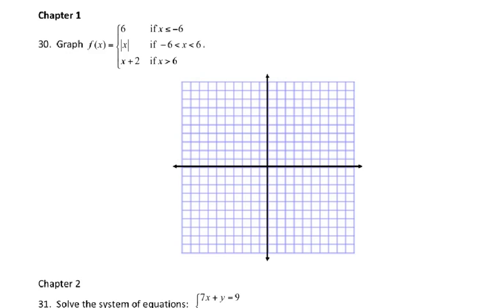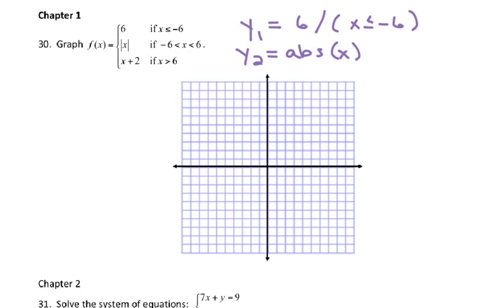The way it would have to look in your calculator is you would have to put into y1 equals 6, divide by parentheses, x is less than or equal to negative 6. Remember, the less than or equal to symbol is found under the test function, second math. In y2 equals, after you put in the absolute value of x, if you have the new operating system, it just gives you the absolute value of x symbol.